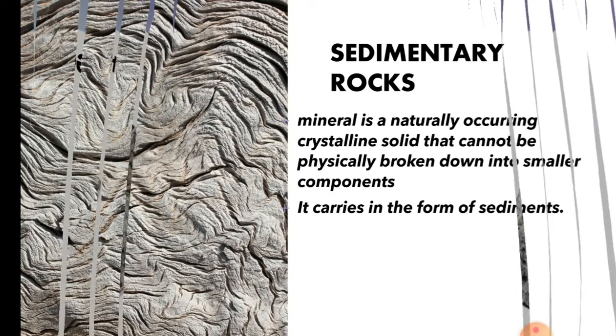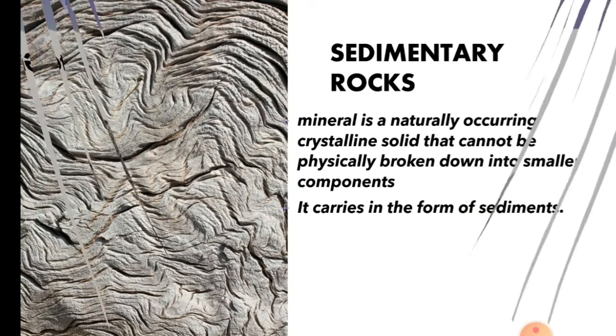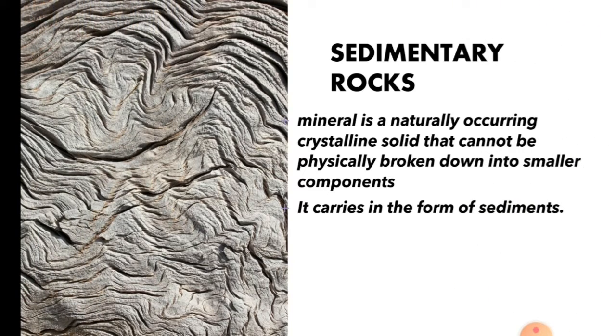Let's see the second type of rocks, that is the sedimentary rocks. Minerals naturally occur as crystalline solids that cannot be physically broken down into smaller components. It carries in the form of sediments. What are these sedimentary rocks? The sedimentary rocks first change into the sediments of the pre-existing rocks, and through rivers or glaciers, they come together, stick together, and are cemented together to form sedimentary rocks.